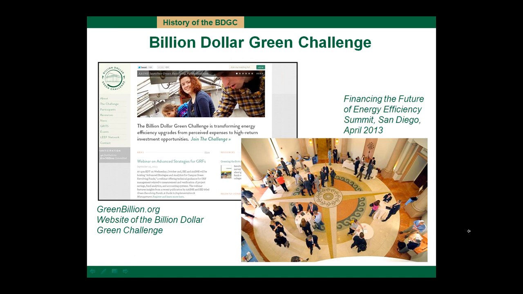And here I've just got up a screenshot of our website, which has many resources and other webinars that are archived if you're interested. It's greenbillion.org. Feel free to check it out. And in the lower right-hand corner, we've put on 2 conferences, Financing the Future of Energy Efficiency, and this is a picture of the lobby entrance to the second one, which was in San Diego of this year, back in April.